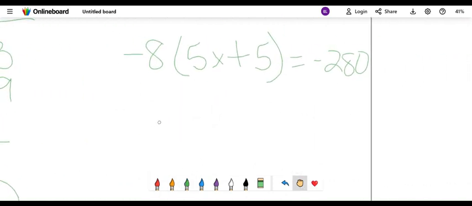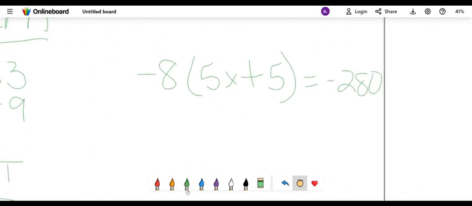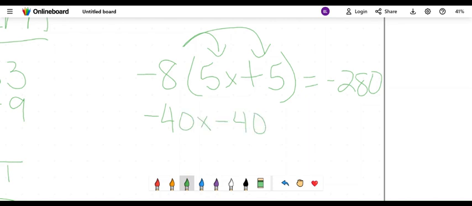Okay, the second one, distributing. As usual, we should start with distributing. So draw arrows, like I have told you in the last video. We have to multiply these two, not divide, just multiply. So we'll get negative 40x minus 40 equals negative 280.